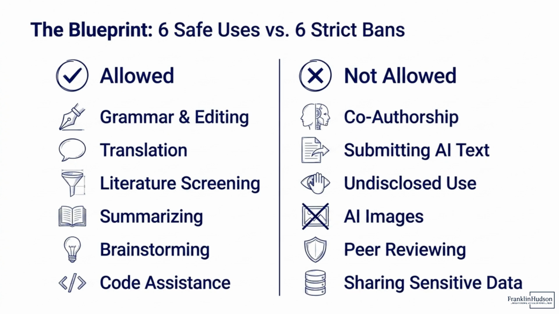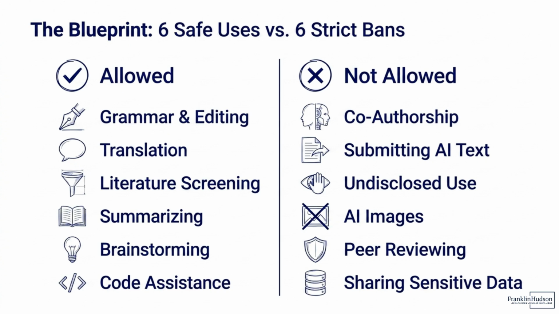To simplify your daily workflow, we have categorized AI interactions into a binary framework, the blueprint of 6 safe uses versus 6 strict bans. This visual guide serves as your quick reference compliance matrix. On the left, we see green light activities. These are primarily auxiliary tasks, enhancing the clarity of your prose, bridging language gaps, and streamlining the initial stages of information retrieval and organization. These uses are intended to remove friction from the research process.